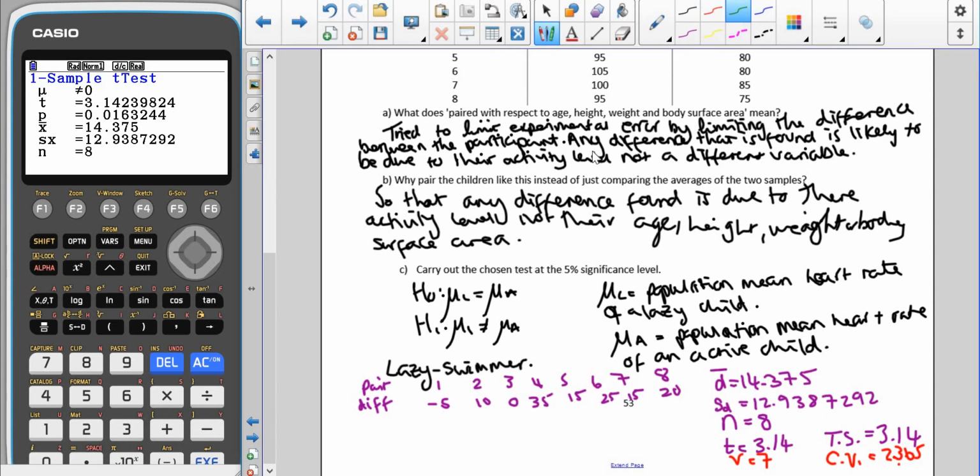So in the same way as we did with the 1 sample and the 2 sample, as the test statistic is bigger than the critical value, that means that we reject H0 at a 5% significance level.